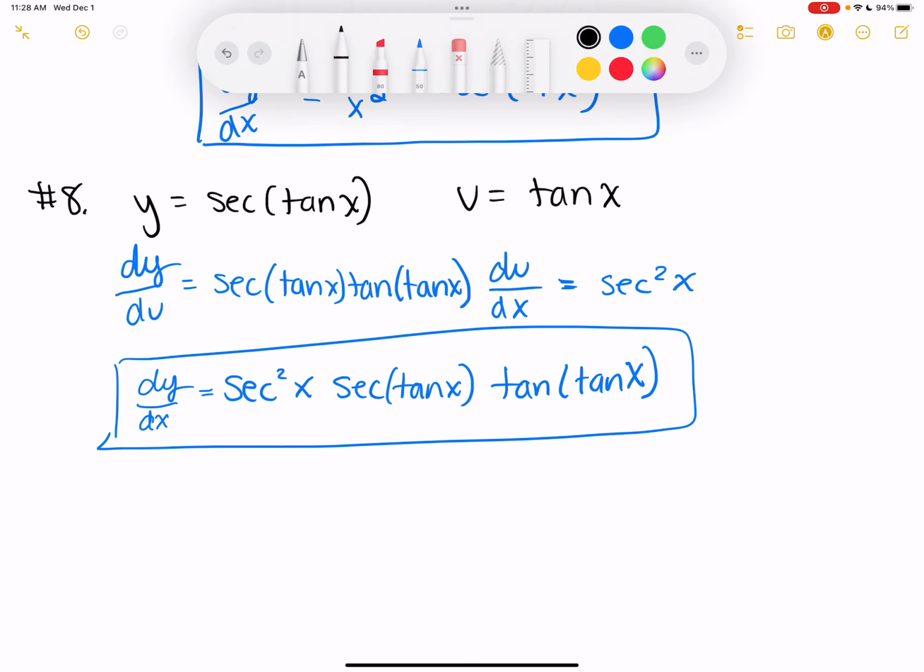So now it says an object moves along the x-axis, so its position at any time t greater than or equal to 0 is given by x of t is equal to s of t. Find the velocity of the object as a function of t. So that just means take the first derivative.